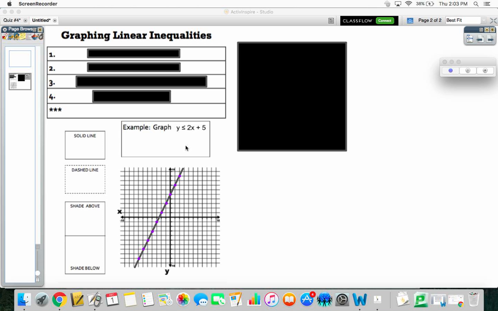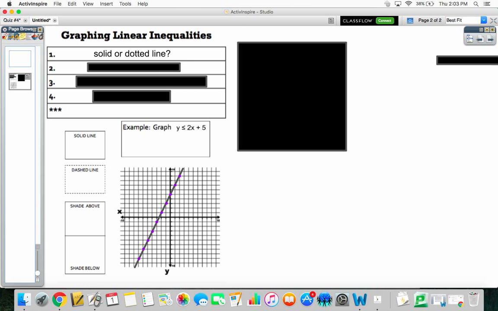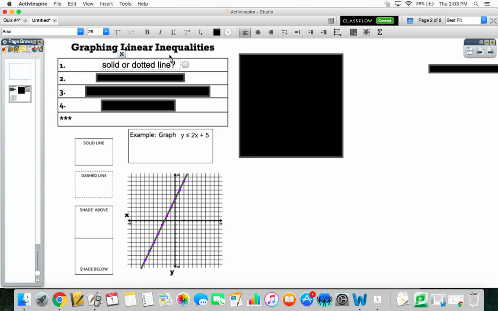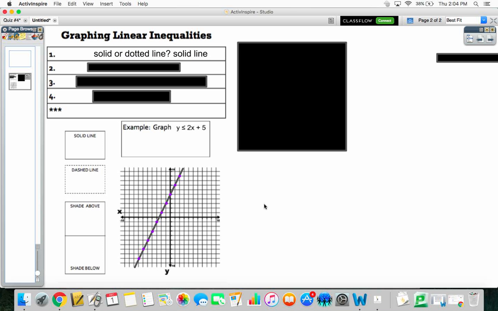If we had just a less than or a greater than equation, we would want to have a dotted line. So we decided that in this example, we need a solid line. Okay, after we've decided if we want a solid or dashed line, then you need to graph your equation.